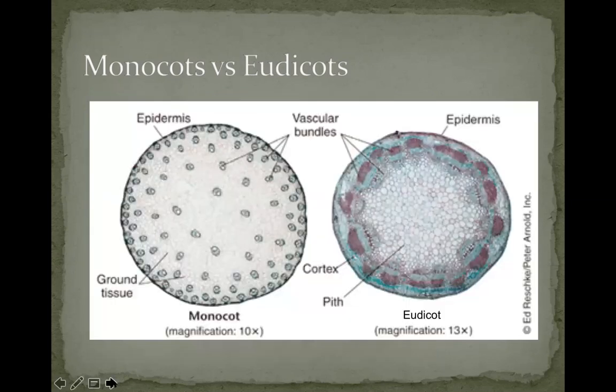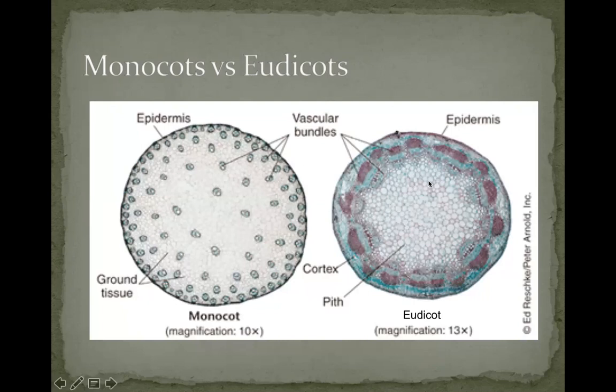Okay, so this is just showing you once again the difference between the atactostele, which again is typical of monocots, and the eustele, which is typical of dicots. So again, with the monocots, vascular bundles are arranged randomly, that is an atactostelic arrangement. No true pith, but this is still all parenchyma in the stem. And then with the eudicots, this is something that you're probably more familiar with when you think back to primary growth, which was weeks ago.